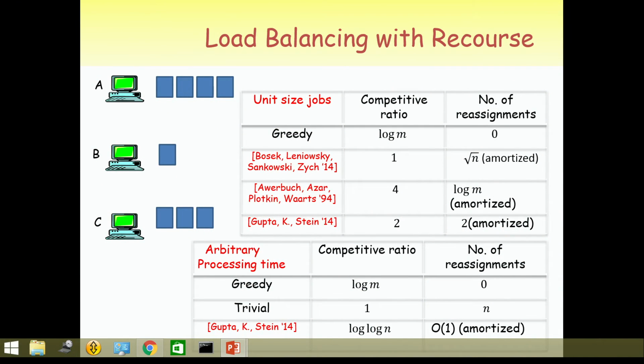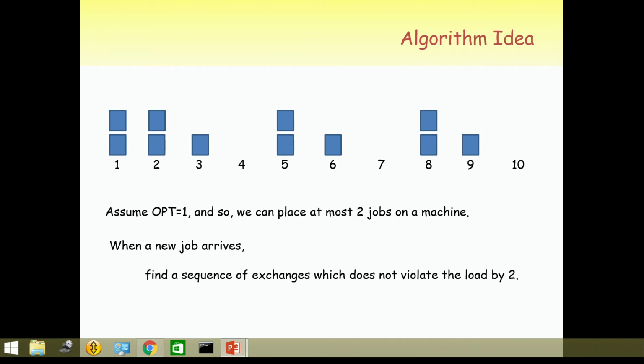So I'll briefly describe what the ideas here are. The idea is very simple. Let's say opt is 1. So let's say it's possible to maintain a matching, and I'm allowed to put 2 jobs on a particular machine. When a new job arrives, I'll find some sort of shortest augmenting path. So I'll find a sequence of exchanges which does not violate the load of 2, and find the shortest such sequence of exchanges, because it's just a shortest augmenting path problem.